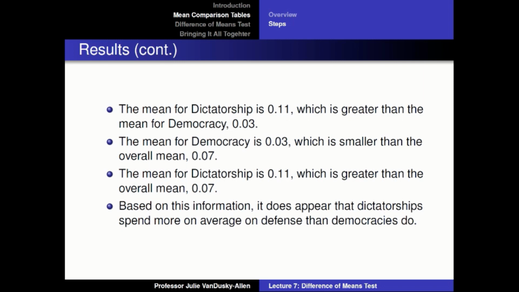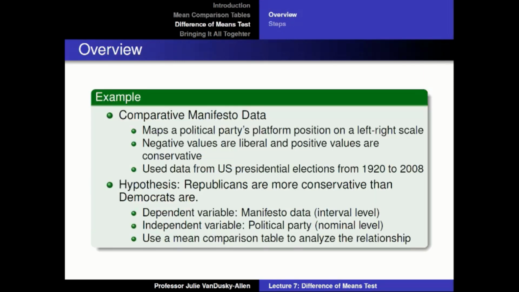democracies do. In this part of the lecture, I will review what a mean comparison table is and then discuss how to conduct a difference of means test.